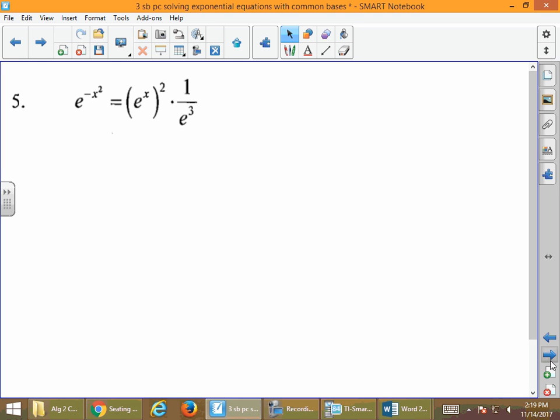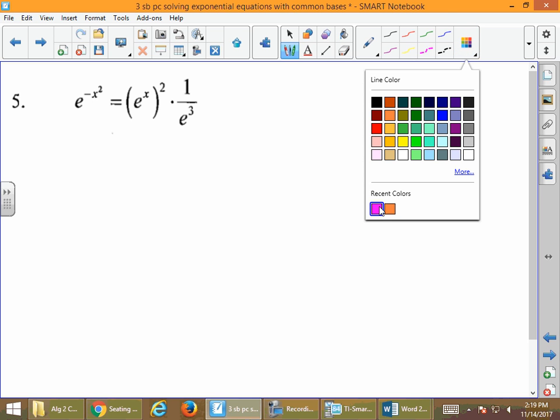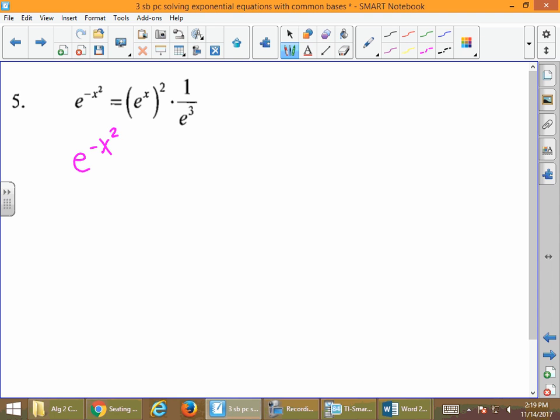And the nice part is that there's only e's in here, but we can simplify a little bit more. In this problem, it's e to the negative x squared. Over here, we're going to superpower on that first term on the right side. So it's x times 2. It's not x squared. When we superpower, we multiply those together. So it's going to be x times 2, also written as 2x, times 1 over e to the 3.